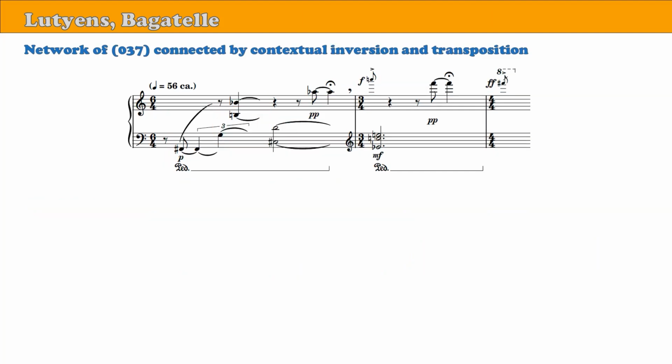Looking at the passage again, this time as a network of 037, we find that the trichords are again connected locally by common-tone-preserving contextual inversions, again arranged as an RI chain. Just as the 014s were connected by the intervals of 0, 3, 7, the 037s are connected by the intervals of 0, 1, 4, namely 1, 3, and 4.